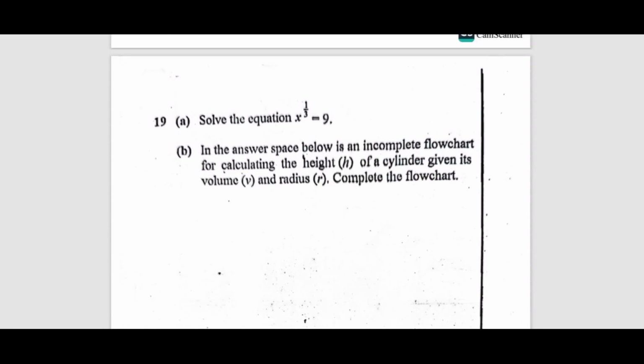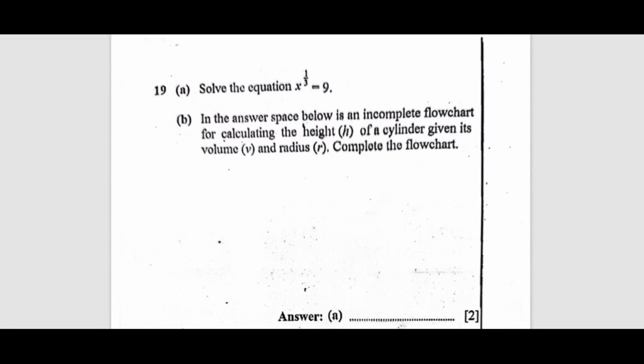Now we can move on to question 19a. Solve. We have x raised to the power 1/3 is equal to 9. So how can we solve for x here? So we need to find the reciprocal of 1/3. The reciprocal of 1/3 is 3/1, which is the same as 3. Whatever you do on the left side must also be done on the right side. So this will be the same as 9 raised to the power 3.